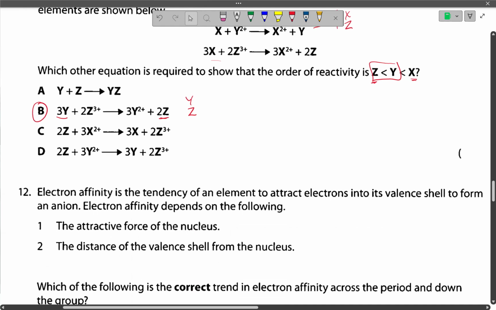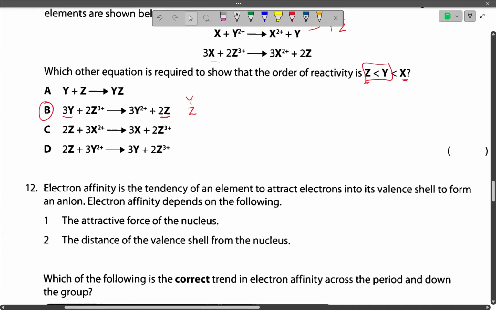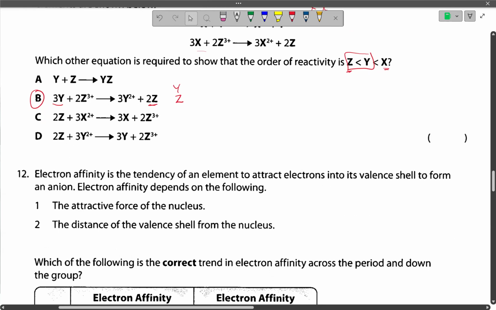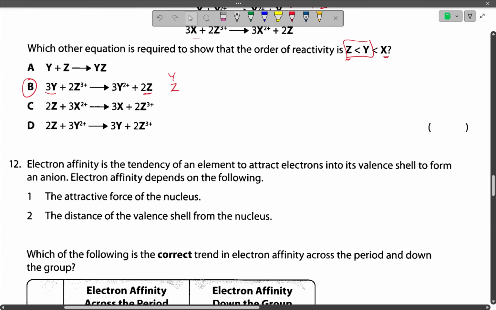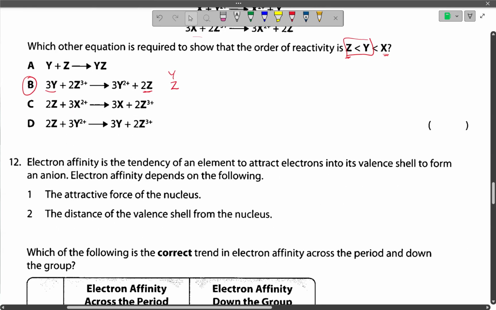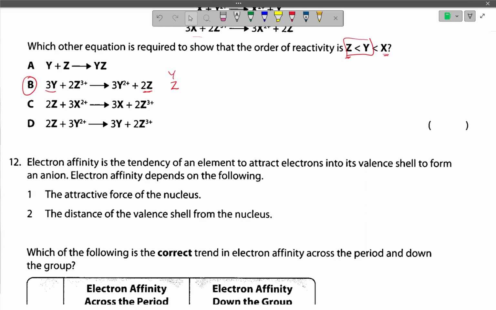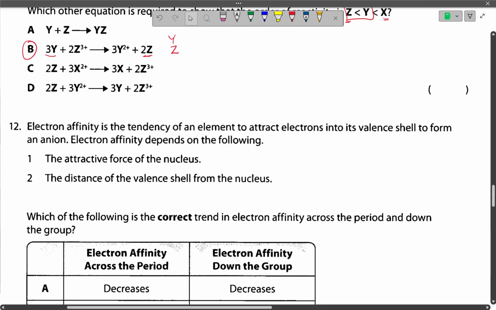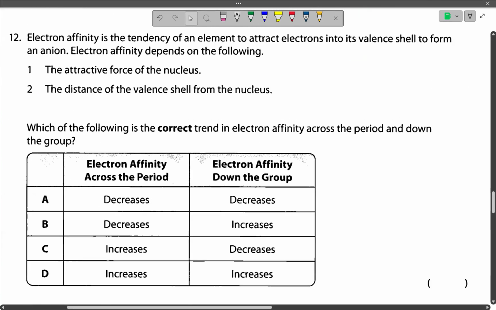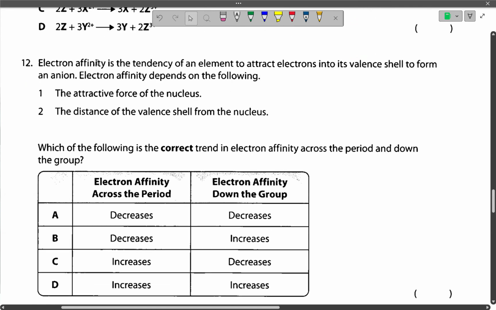Electron affinity is a tendency of an element to attract electrons into its valence shell to form an anion. It depends on the attractive force of the nucleus and the distance of the shell from the nucleus. We don't really study this in detail, but this is the definition. The larger the nuclear charge, the more likely you could attract the electron into its valence shell, as well as the distance of the valence shell from the nucleus.